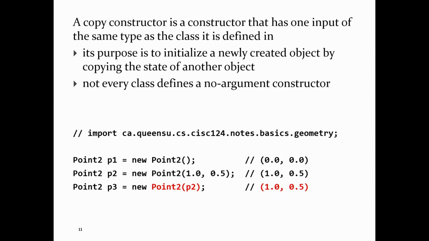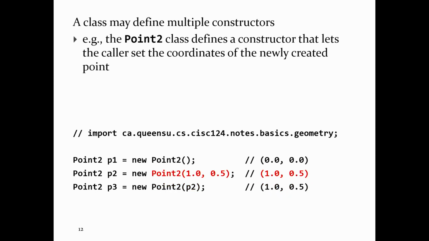So this copy constructor here copies the point p2, and we end up with a new point whose coordinates are the same as p2. Now they're independent points, so p2 and p3 are independent. If you somehow change the coordinates of p3, p2 doesn't change. If you change the coordinates of p2, p3 doesn't change. So you do get a new point, independent of the other point.